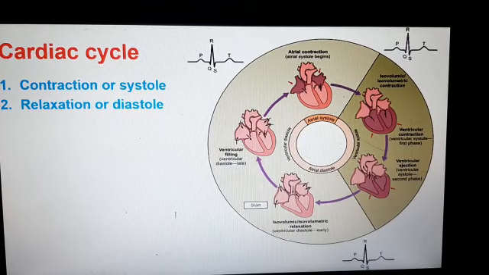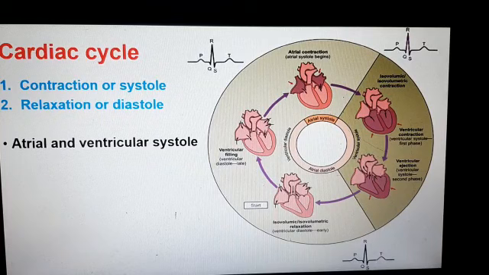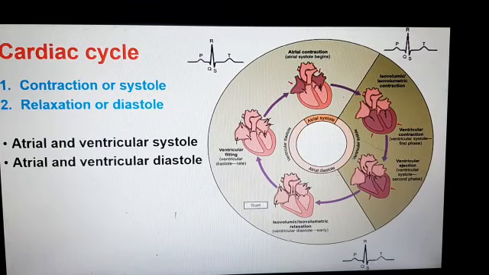So basically the contraction of auricles and ventricles is called atrial and ventricular systole respectively, while their relaxation is known as atrial and ventricular diastole respectively. This goes on in a repeated manner throughout life.